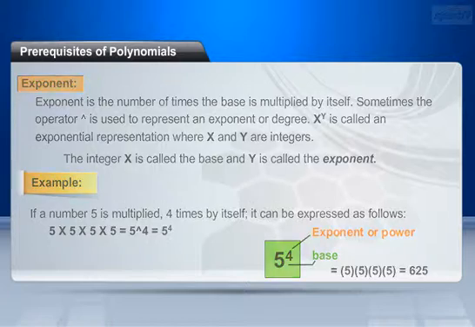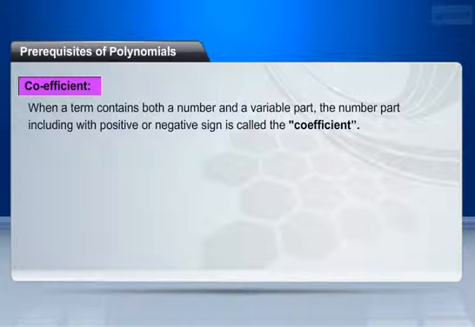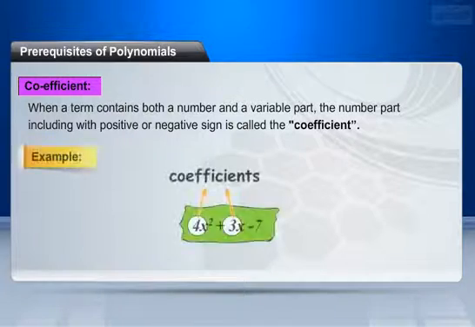Now let's define coefficient. When a term contains both a number and a variable part, the number part, including the positive or negative sign, is called the coefficient. Let's see an example on coefficient. In an equation, 4x squared plus 3x minus 7, 4 and 3 are coefficients.